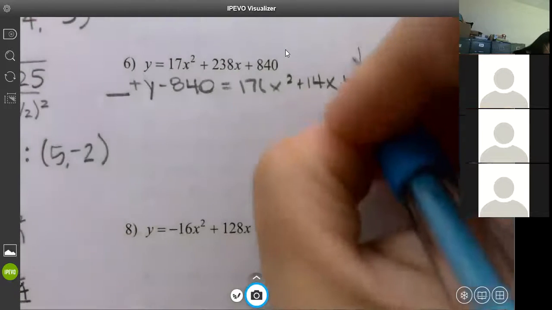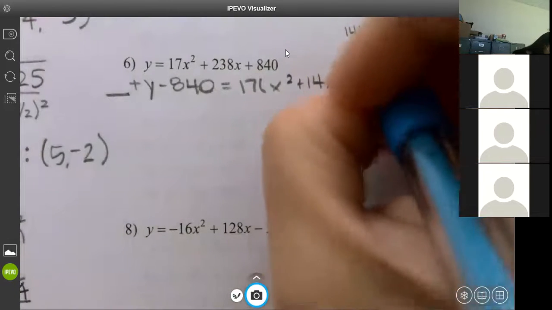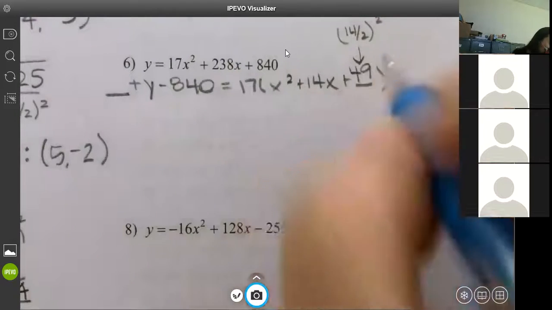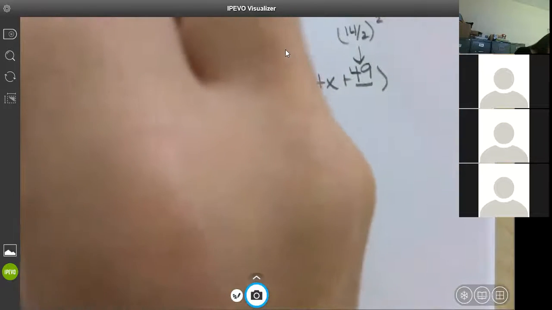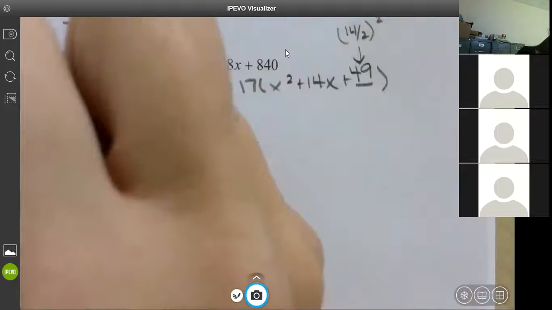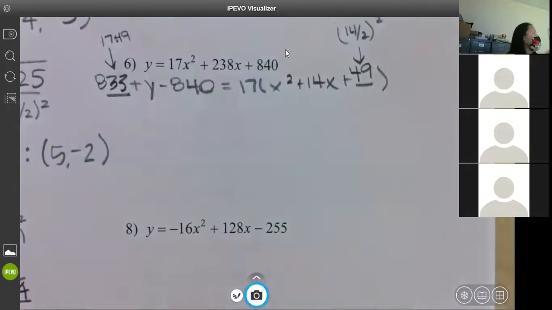First blank, 14 divided by 2 squared: 49. This blank, 17 times 49: 833. Again, see how your numbers are really close. If they don't come up really close, you might want to check and make sure that you did that.